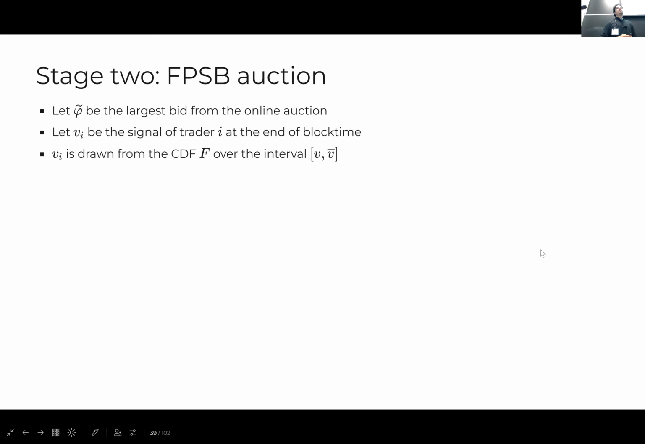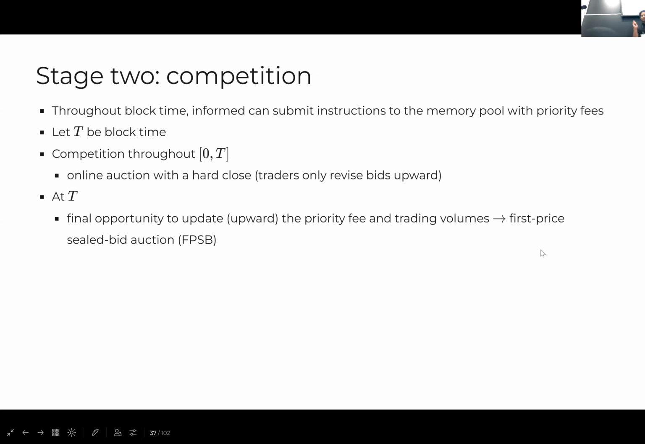Yes, another question. In the beginning, it looked like in the pool it's visible, and then here it's missing. Yes, sorry. So we have competition through block time. I model it as two auctions, one that is an online auction. And at the very end of block time, we have this last opportunity to actually revise our priority fees. And in that sense, once I revise, people won't have the time to actually see it. So it's just the final round. Good question, though.